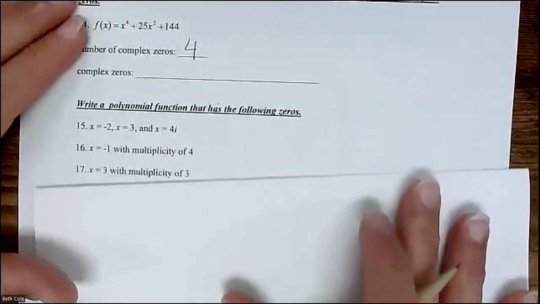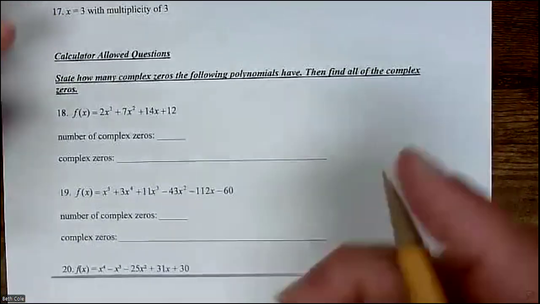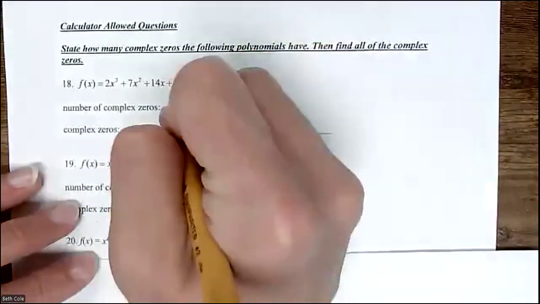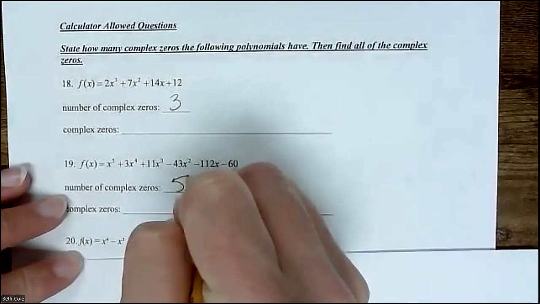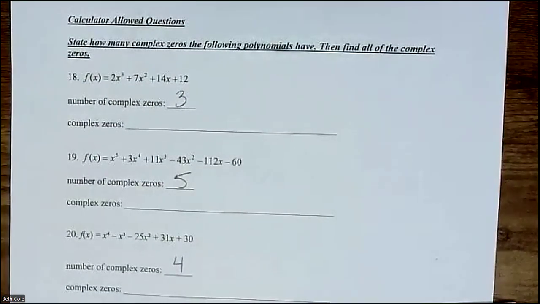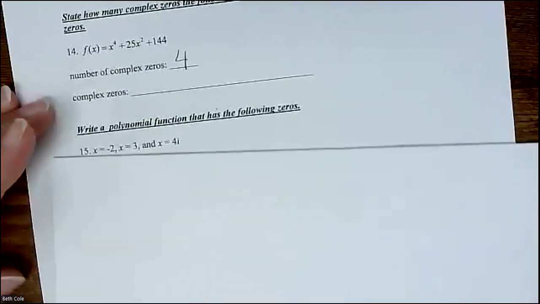Actually, can we go down here and answer that for these calculator ones? Let's just go ahead and do this too. For number 18, how many answers should there be? 3. And for number 19, 5. And for number 20, 4. Good. Please, for the love of my sanity, no one misses those. Do you understand? That's literally all that is.